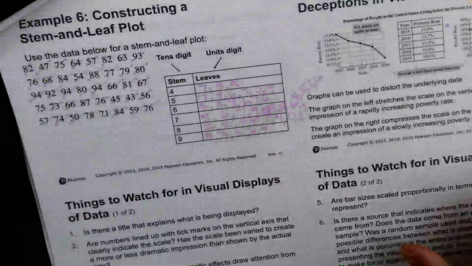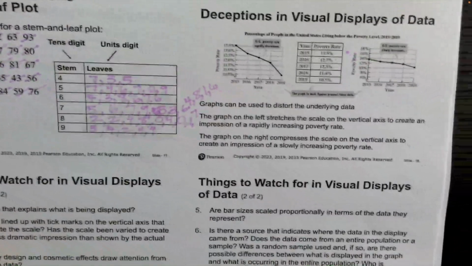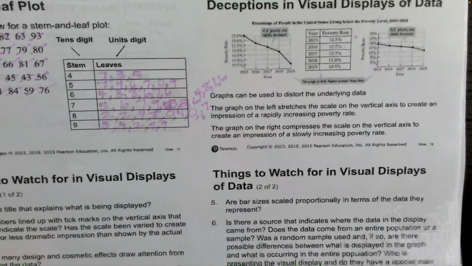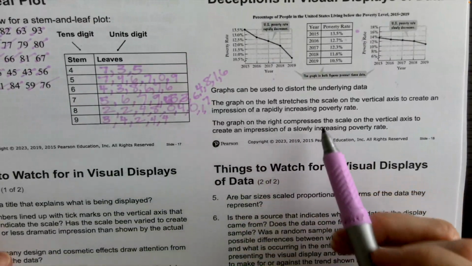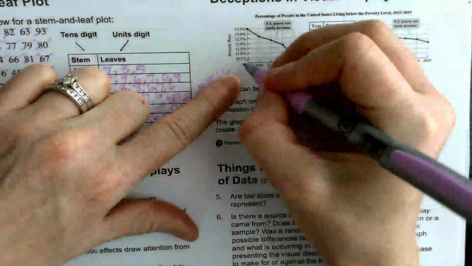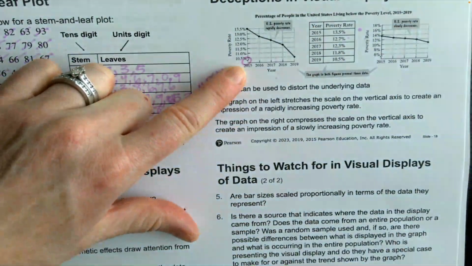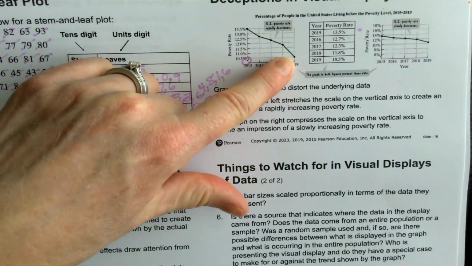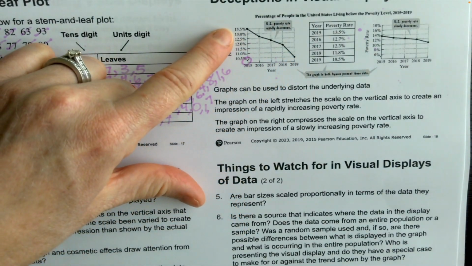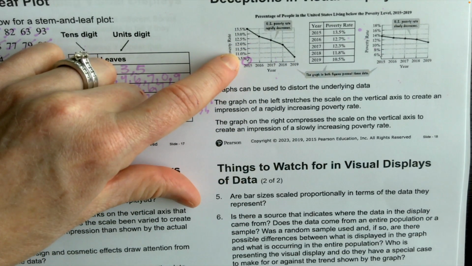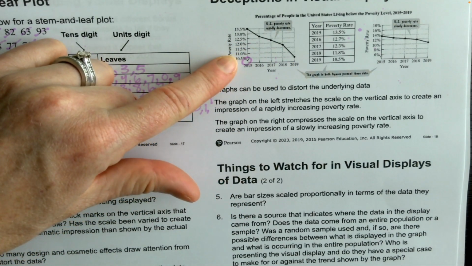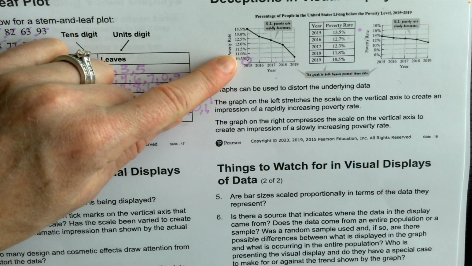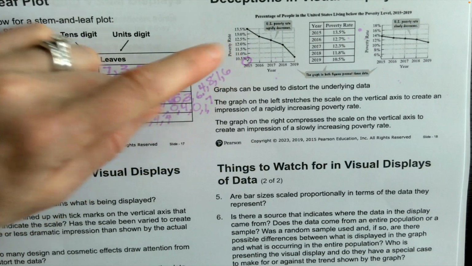Okay. All right, deceptions in visual data. Graphs can be used to distort the underlying data. The graph on the left stretches the scale of your vertical axis. So see how it stretches that? So it makes it look like this is a huge decline. But if you really look at it, 13.5 to 10.5, is that a huge decline? Not really, but it made it look like it was.